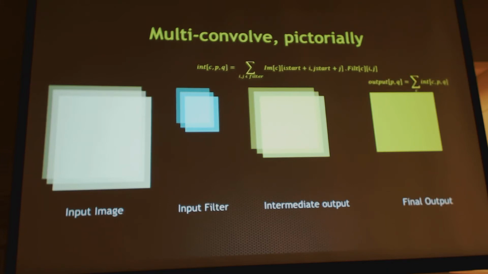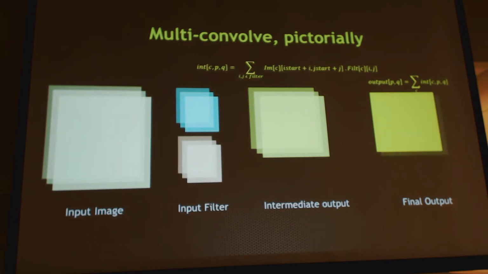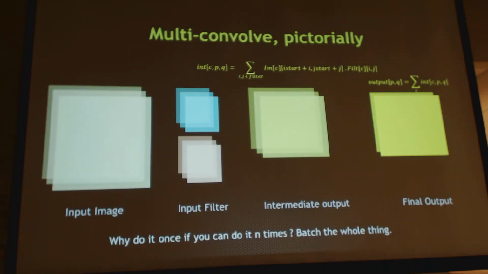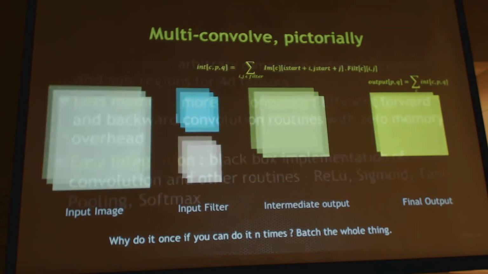Of course, you don't have to do this with just one filter. You can have a different filter which will give rise to another output plane, and you can keep going on for any number of filters that you want. Mathematically, it's identical. And of course, why would you do this once when you could do it n times? And so you batch the whole thing, and then you work with 128 or 256 or 64 images at once. So this whole thing, I'm going to call this a multi-convolve problem, and this represents the main chunk of the work that we need to do on the GPU.